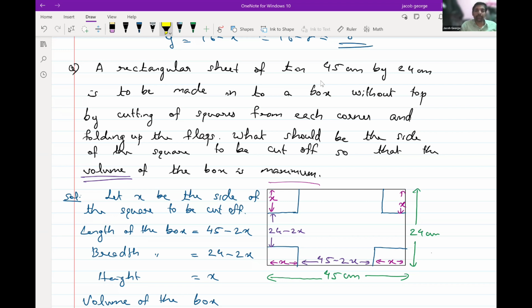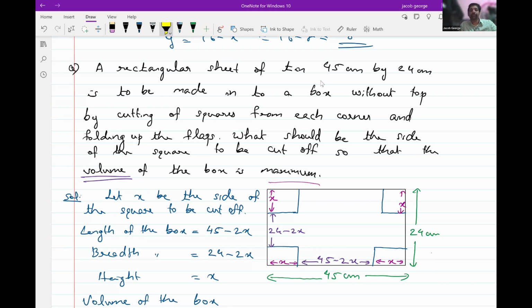So the situation, hope you understood. A rectangular sheet is there. 45 centimeter is the length and 24 centimeter is the breadth. This has to be made into a box. Box means cuboidal shape box without top by cutting off squares from each corner. Square of side X unit we have to cut from each corner.